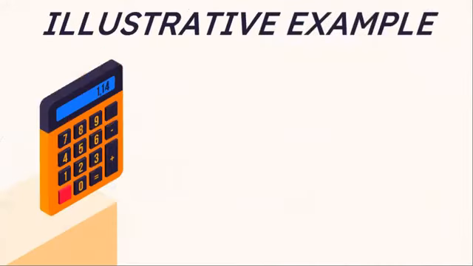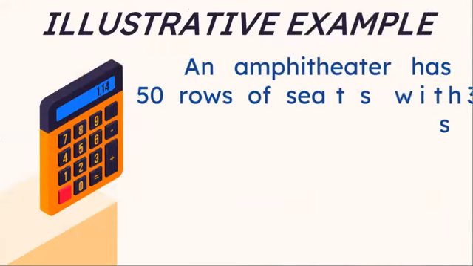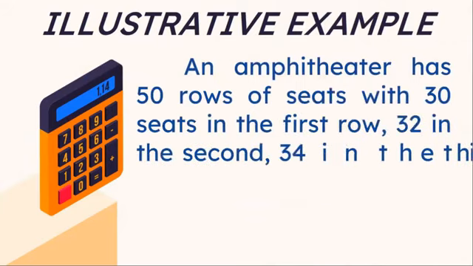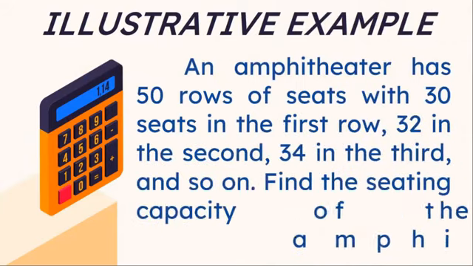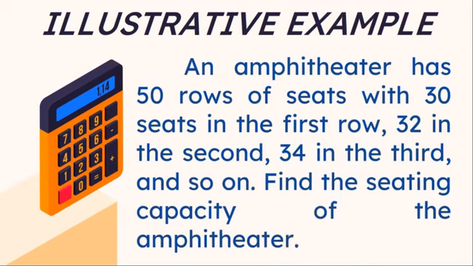Let's have another example. An amphitheater has 50 rows of seats with 30 seats in the first row, 32 in the second, 34 in the third, and so on. Find the seating capacity of the amphitheater. An amphitheater is just like a theater. That is our second example, and we are going to use the same steps in solving this problem.